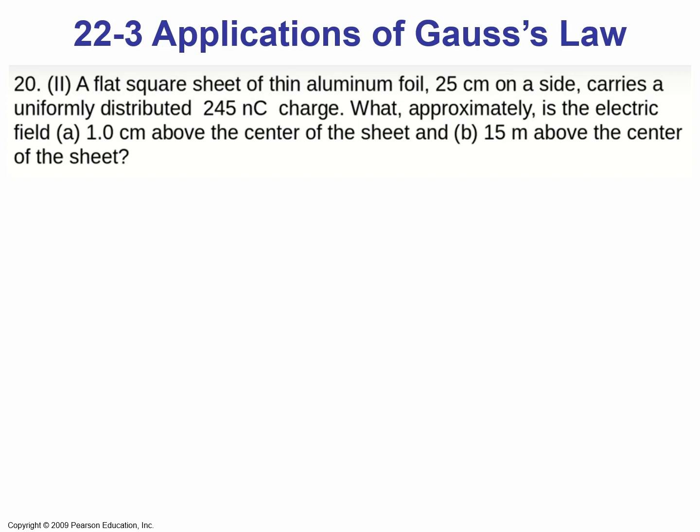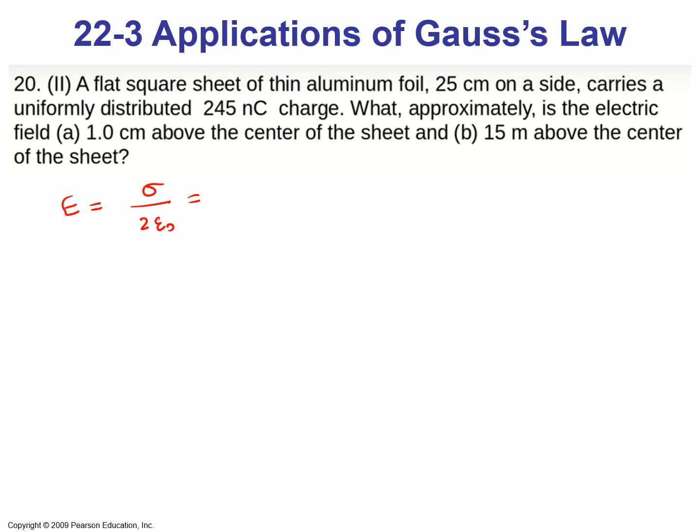So since this problem is asking for the approximate electric field, when we are close to the sheet, we can approximate this as an infinite sheet. And we can use the result of example 22.7, and we can assume that the charge is enclosed over both surfaces of aluminum. So we can write the electric field is the density of charge over 2 epsilon naught.